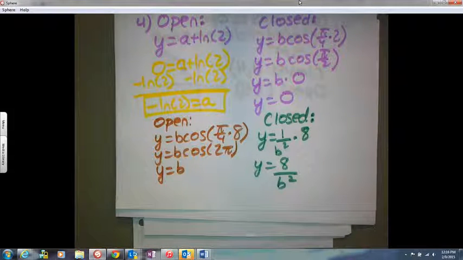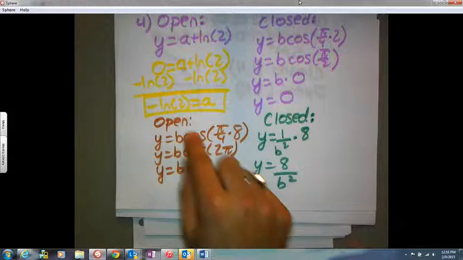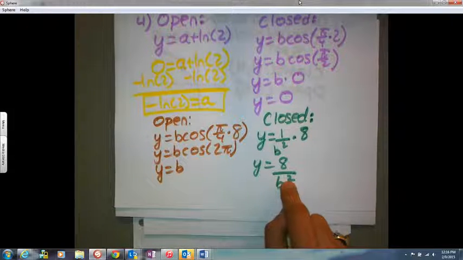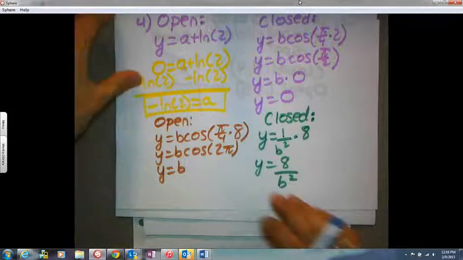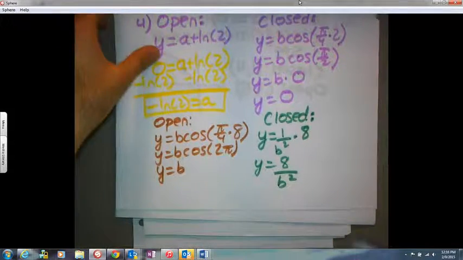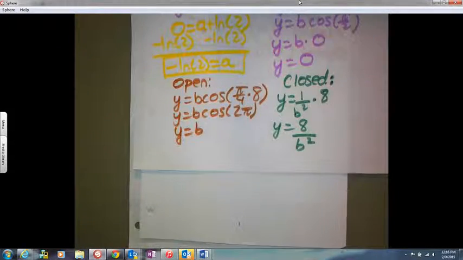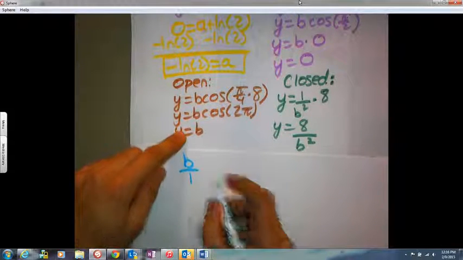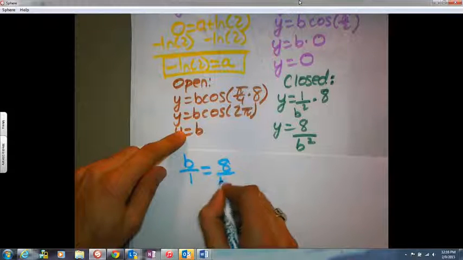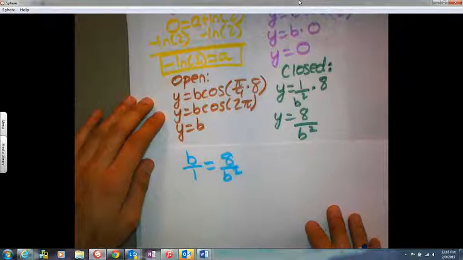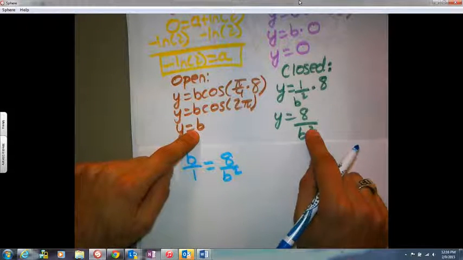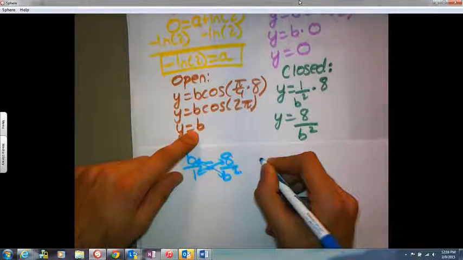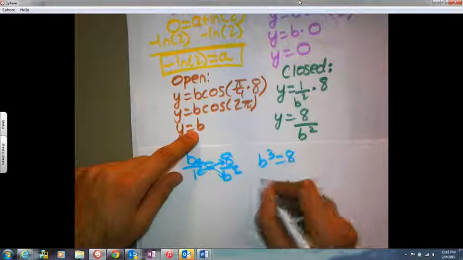Because this function is continuous, this has to equal this. So this has to equal this. Which means that b over 1 has to equal 8 over b squared. This has to equal this. Cross multiply here. B cubed equals 8. B equals 2.